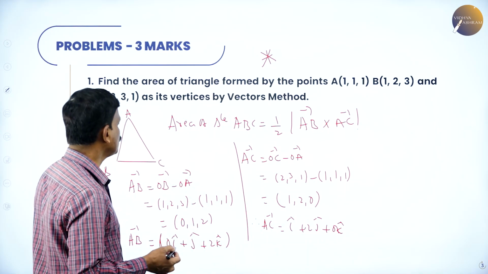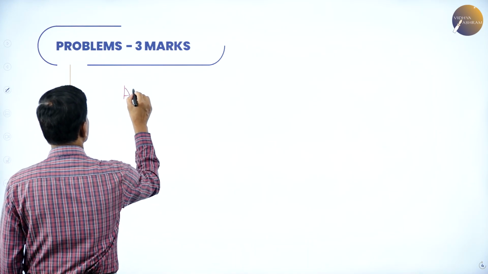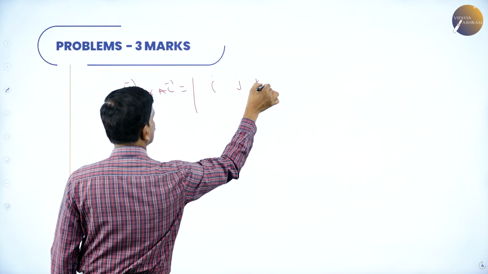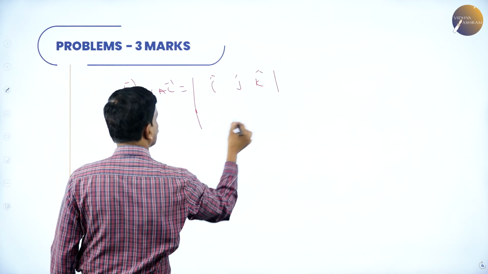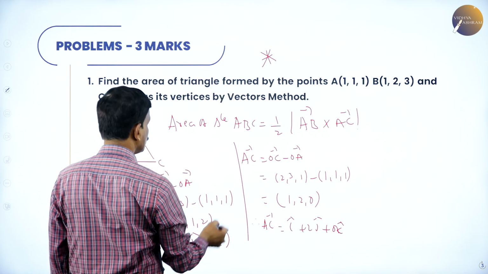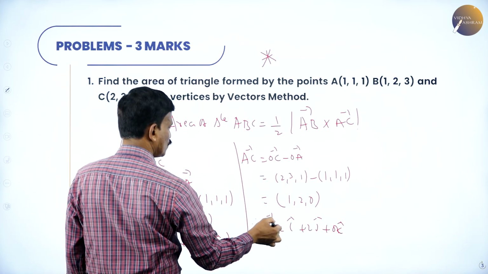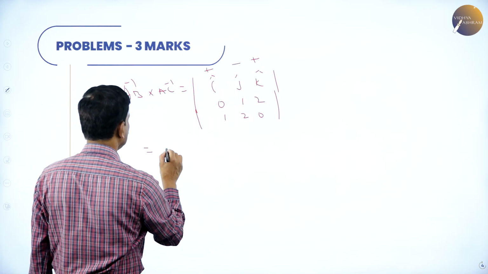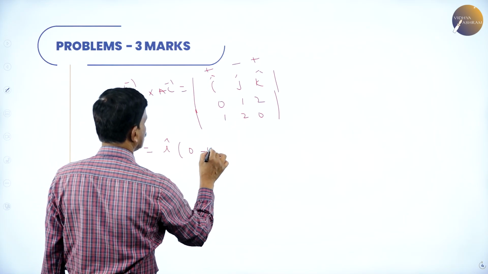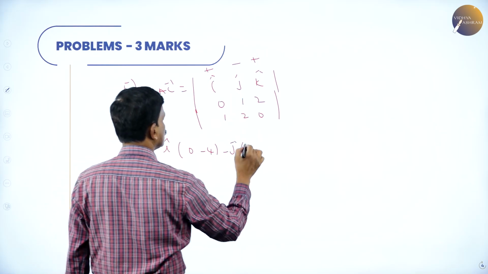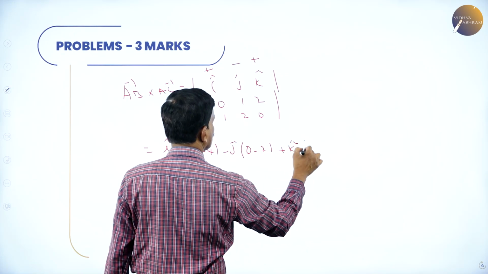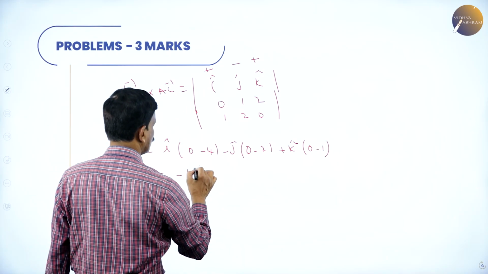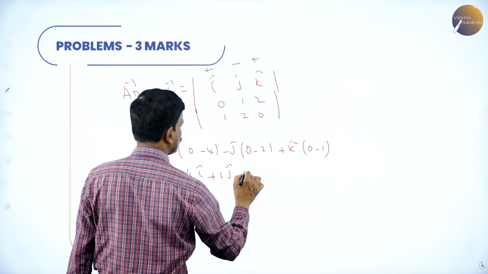Now find out AB cross AC. The cross product of AB and AC is the determinant of i, j and k. The values are 0, 1, 2 and 1, 2, 0, with signs plus, minus and plus. i into 1 into 0, 0 minus 4, minus j into, this is gone, 0 minus 2, plus k into, this is also gone, 0 minus 1. So that is equal to minus 4i plus 2j minus k.